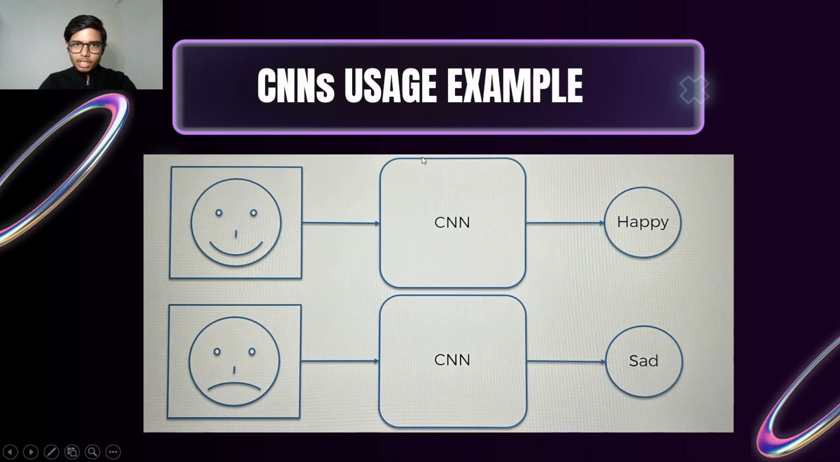Let's say we want to build an application in which the CNN recognizes what kind of emotional situation we are in right now. If I post an image of myself smiling into that CNN, it should say that I'm happy. But if I post an image of myself frowning, then the CNN should output that I'm sad. So let's say we want to build something like this, a basic emotion detector.